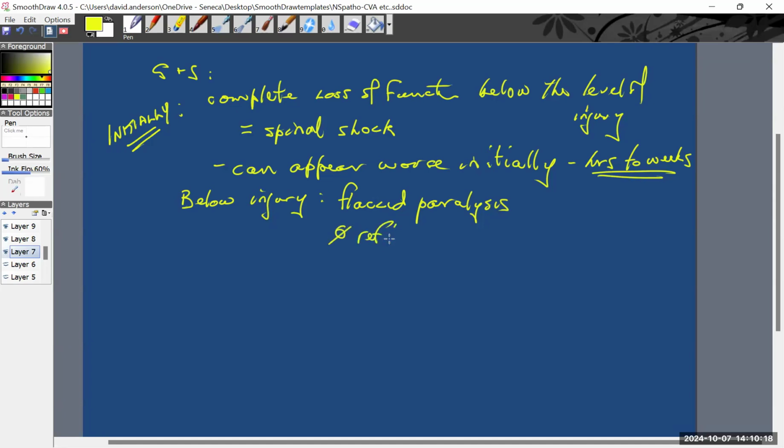Reflexes would be absent. Remember, these are spinal cord reflexes specifically, so they involve a sensory pathway and a motor pathway. So these spinal reflexes would be absent. There would be no expected pain sensation.